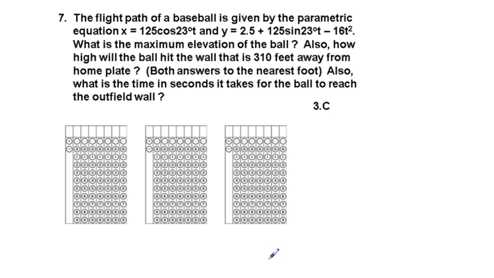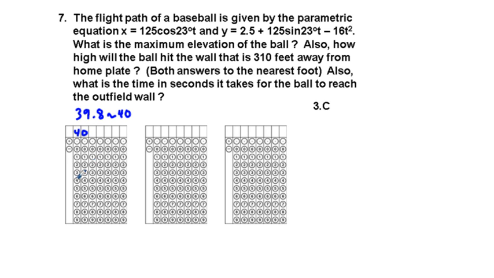And we go to our answer choice here. It says maximum elevation, so we say 39.8. And what does it say? Both answers to the nearest foot. So that would be approximately 40 feet, and so we're going to just put in 40 here.